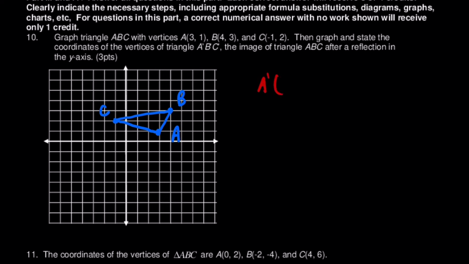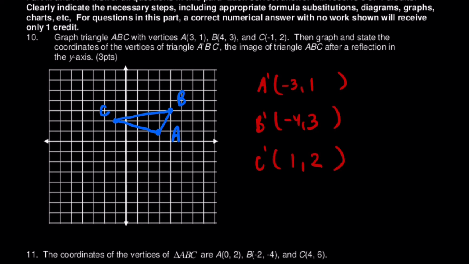So we can do A prime, B prime, C prime. If I wanted to use the rule, I would rewrite these coordinates and negate the x in each one. Okay, so A prime will be negative 3, 1. B prime would be negative 4, 3. C prime would be 1, 2. When you negate a negative, it becomes positive. And then you could plot those points.